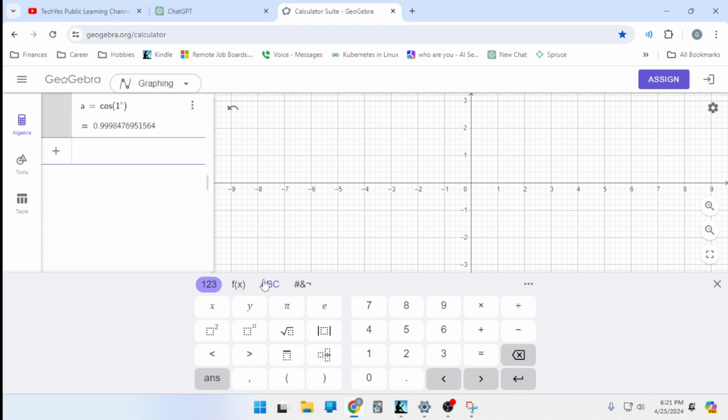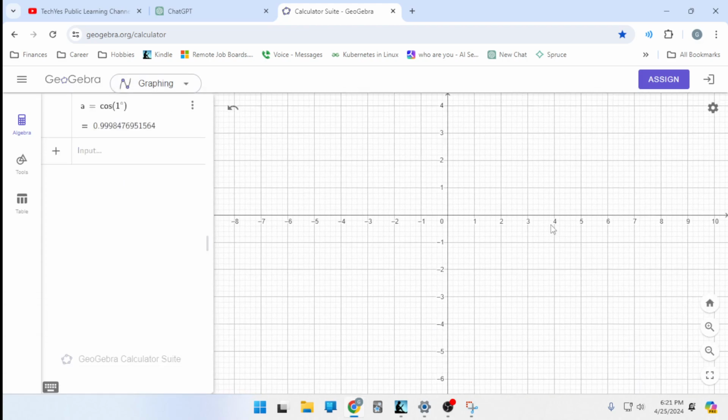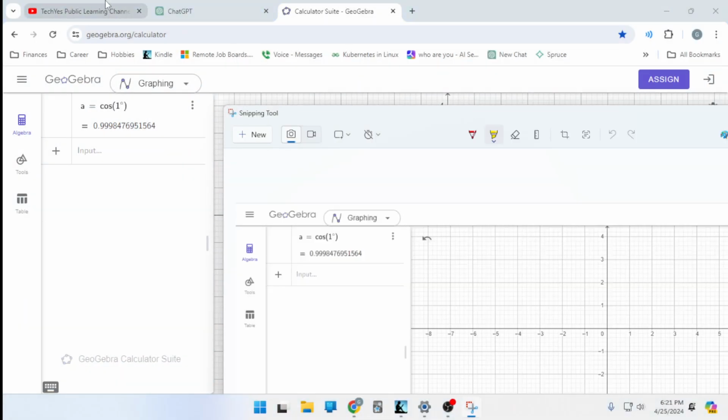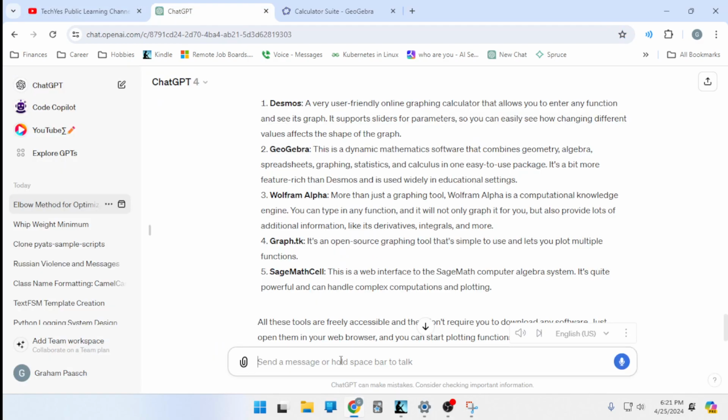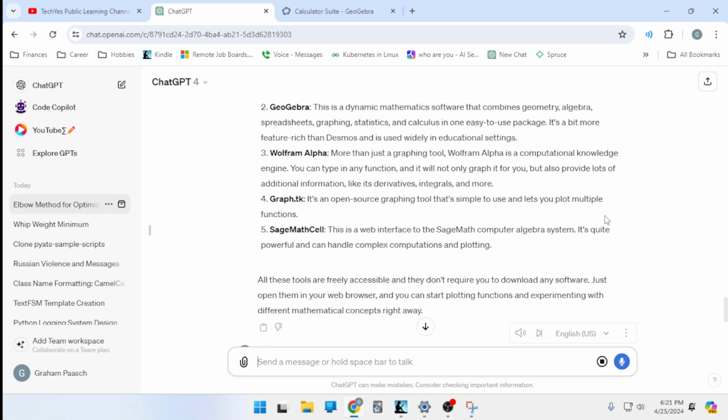Oh. Wait, how do I draw it? How do I draw a graph? I'm on a huge tangent here, but how can I use this tool to draw a circle? I'll go through the other ones.